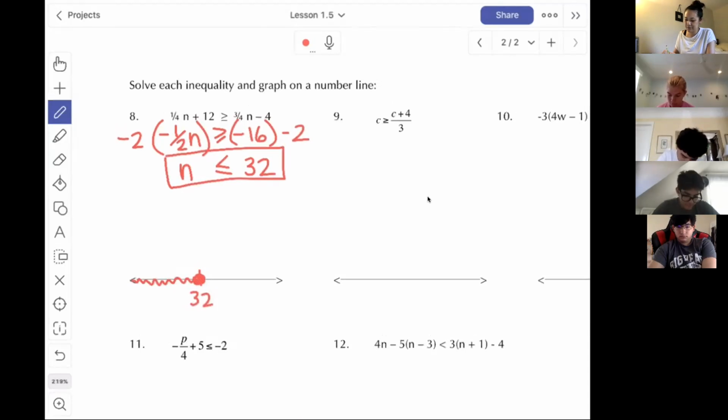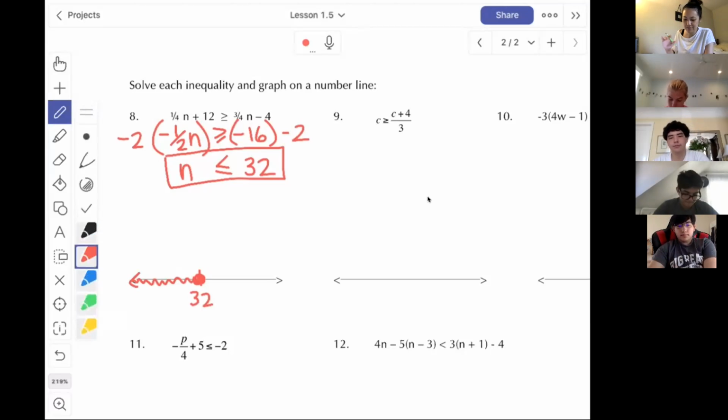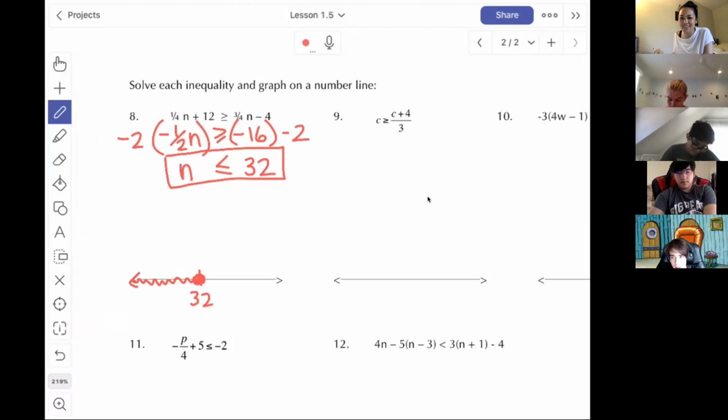Ooh, lost somebody. Okay. Number 9. Any ideas? What would you guys do first for number 9? Anyone? Multiply it by 3. Ideas. What would we do first for number 9? Multiply by 3. Nice. Good.